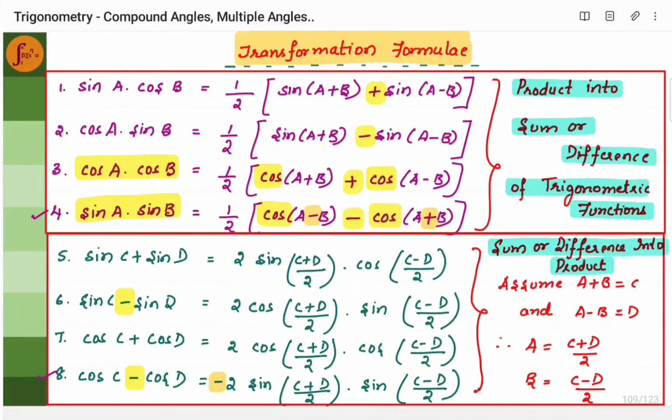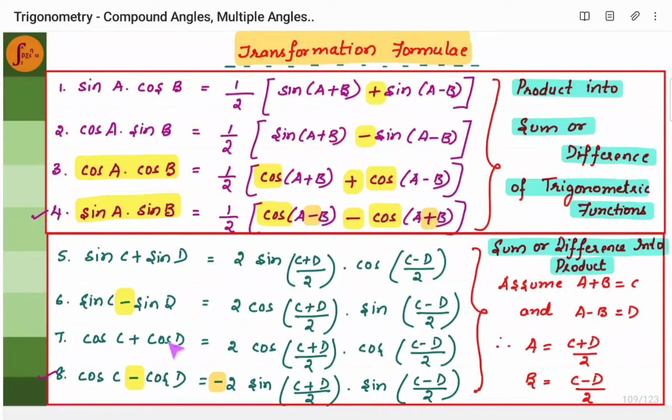Here's a list of transformation formulas. These are the formulas where we have addition of trigonometric angles expressed as a product of trigonometric functions. When you're adding sin C and sin D or subtracting sin C and sin D, you'll have to use sin and cos. When it is a plus sign, it'll be sin and cos. When it is a minus sign, that is when there is a difference, you'll have to use cos and sin. You'll have to reverse this.